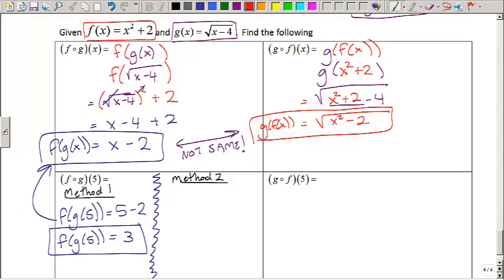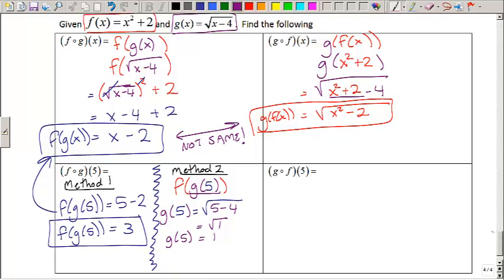Although if you haven't already found f of g of x, in order to find f of g of 5, I will first find the innermost function and evaluate g at 5. Notice I'm evaluating g, so I'm using the original function g, which is the square root of 5 minus 4, or the square root of 1, which is really just 1. G of 5 is equal to 1. That is not my answer.